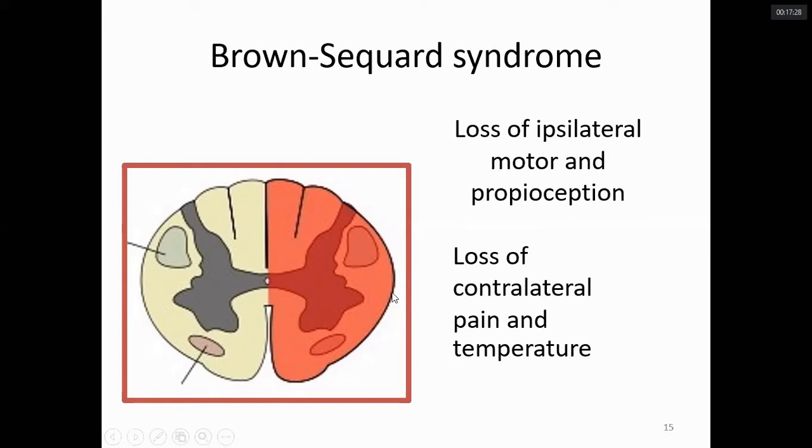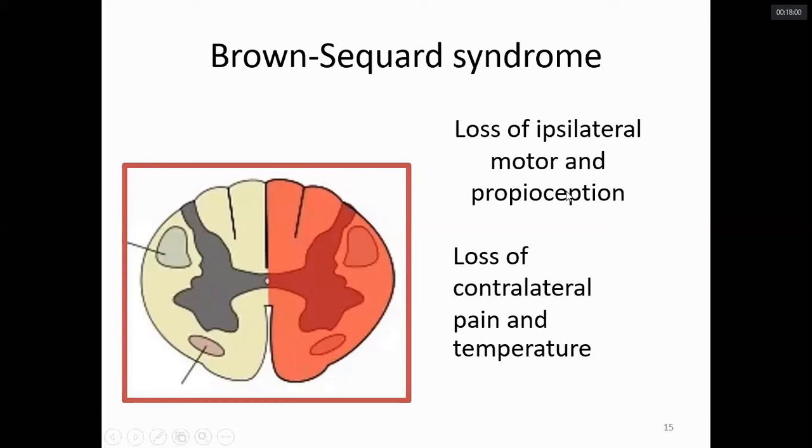In central cord syndrome, you could find weakness where the upper limb weakness is more than the lower limb. There is a variable sensory loss in different parts of the body. Basically, the sacral area and perianal area sensation is preserved.